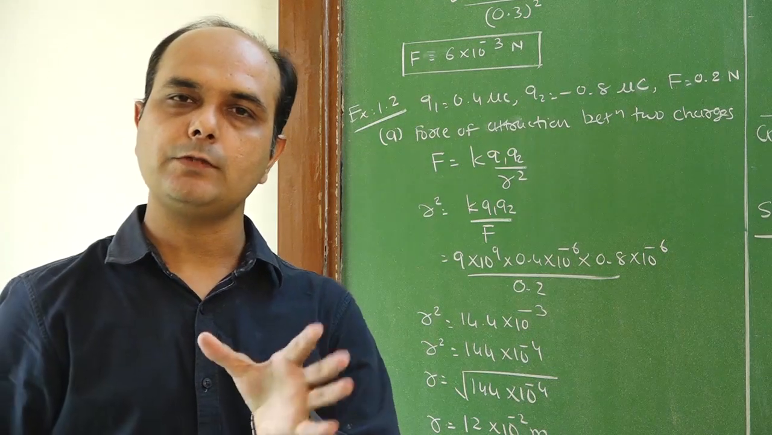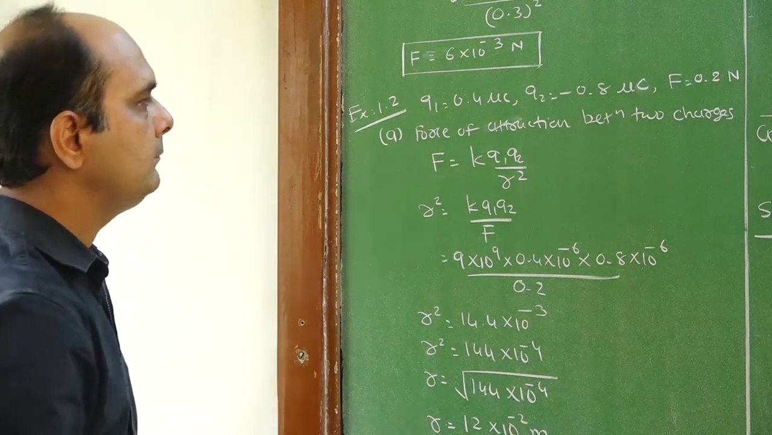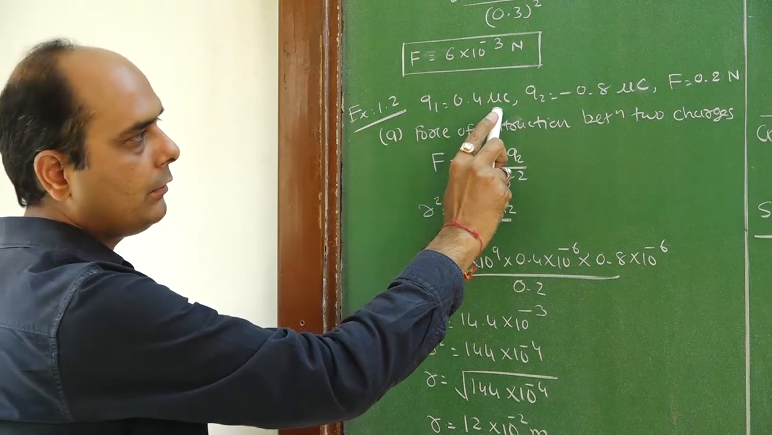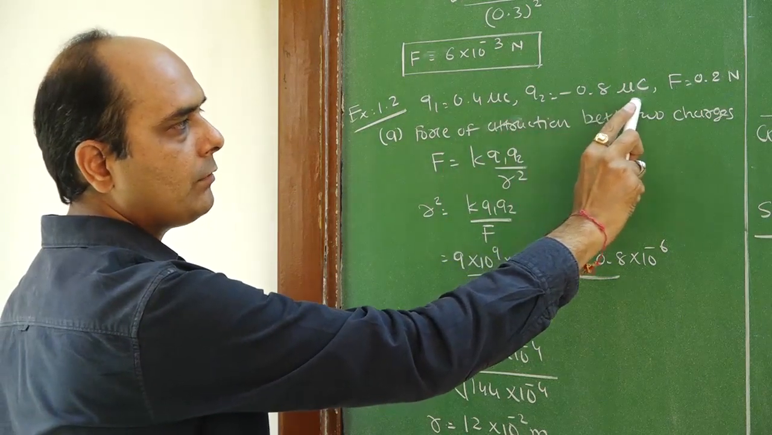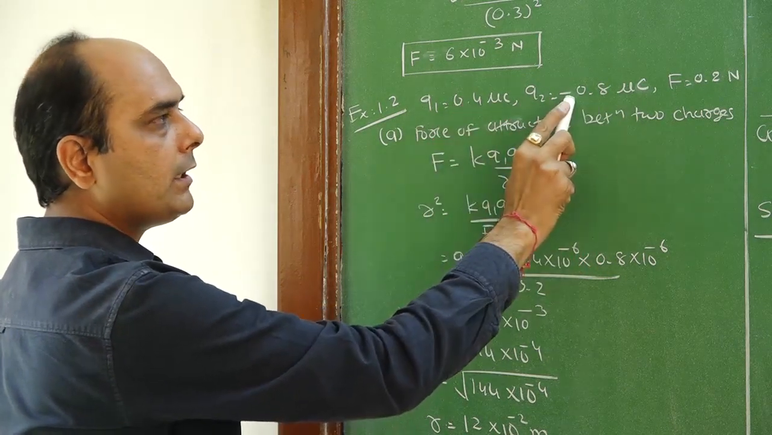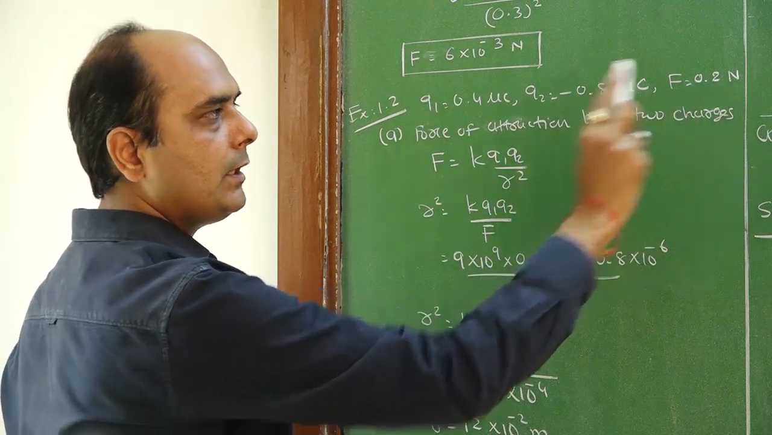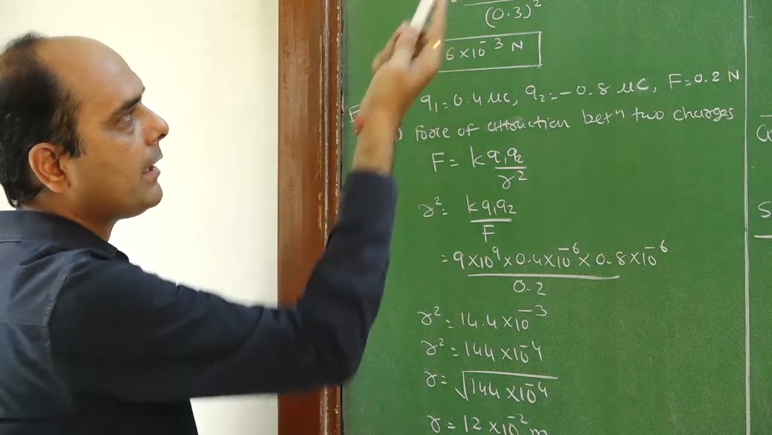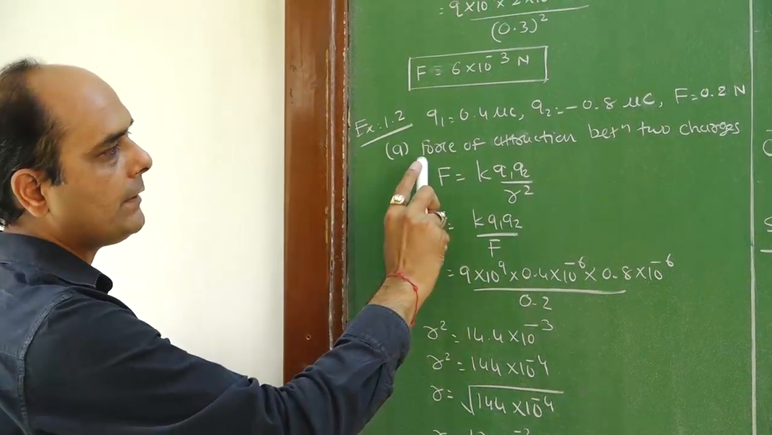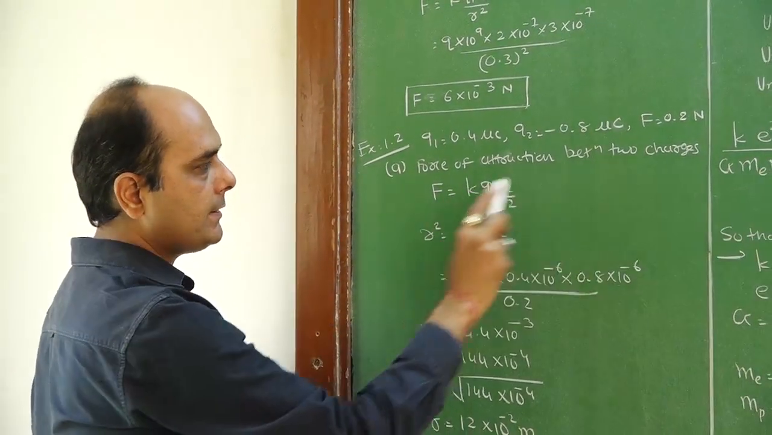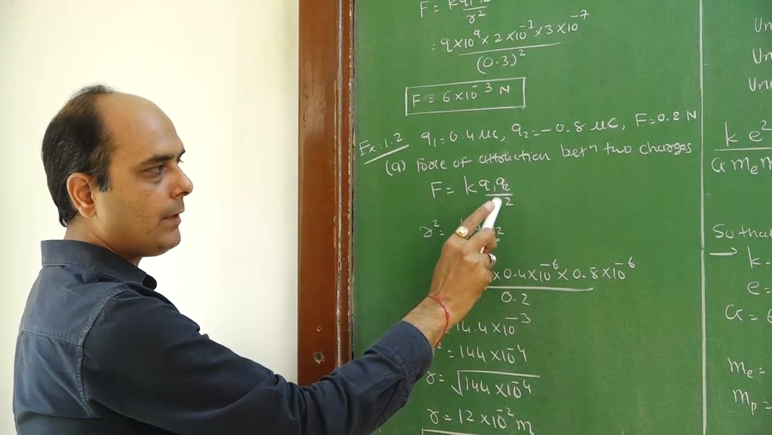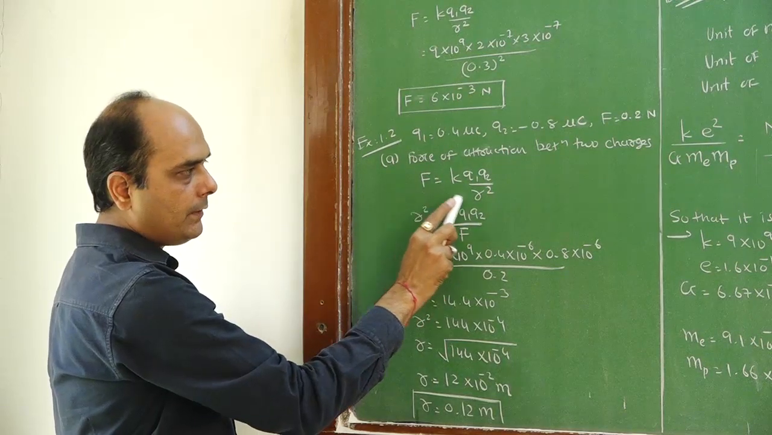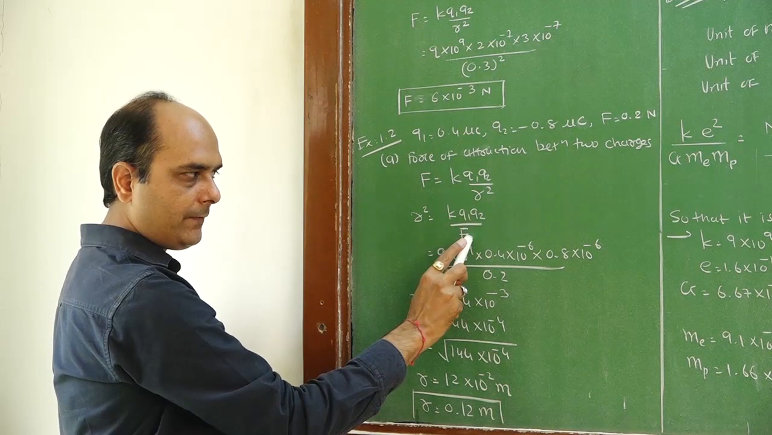Calculate the distance between the two charges, between the two spheres. So Q1 charge is 0.4 microcoulomb, Q2 charge is minus 0.8 microcoulomb. Positive and negative, so attractive force is acting. Force acting between them is 0.2 Newton, given. Calculate distance R. The same equation can be used. The force of attraction between the two charges is F equal to K Q1 Q2 by R square. Please make R square the subject. Therefore, R square is equal to K Q1 Q2 by F.